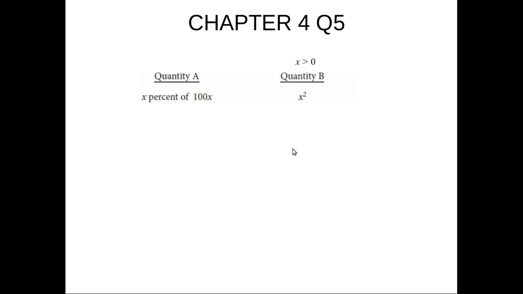We are going to stay in chapter 4, the algebra chapter, and here is question 5. Question 5 is a percentage question, and it tells you that x is greater than 0, so it's always a positive value, and it compares quantity A to quantity B. Quantity A is x percent of 100 times x, and here it's x square. There is a very useful tip to use here.